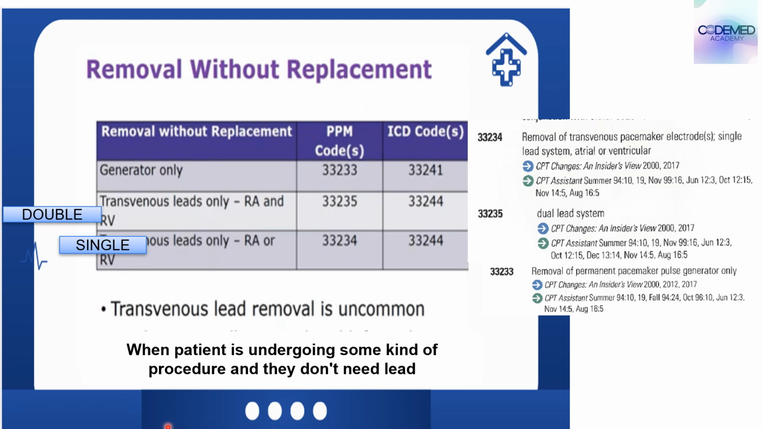Sometimes what happens is when the patient is undergoing some kind of procedure, they don't need the lead. At that time we take out the lead. Usually with transvenous leads, removal is very uncommon. What we do is we just cap the lead and leave it in that place. But if you are taking out the lead and you are not going to replace it, then you have the code for the double lead, that is RA and RV, 33235, and for a single lead we have the code 33234. And if it is a removal of the generator without replacement, we have the code 33233. And the ICD codes here are different. So everywhere, pay attention to all the codes.